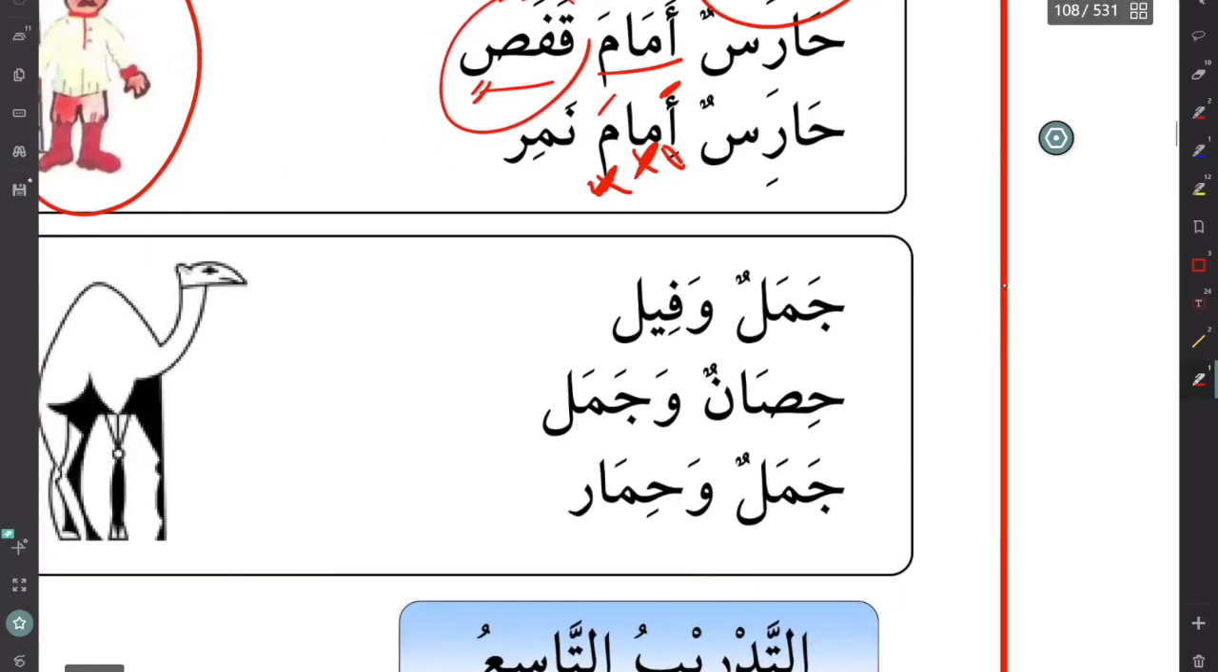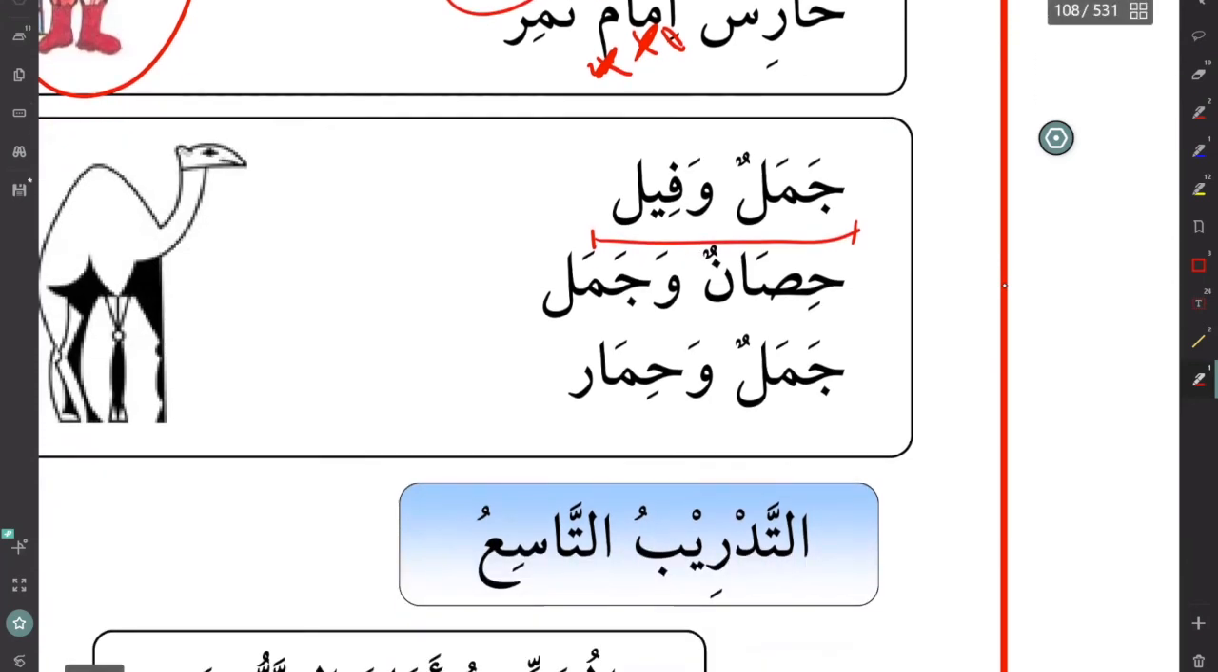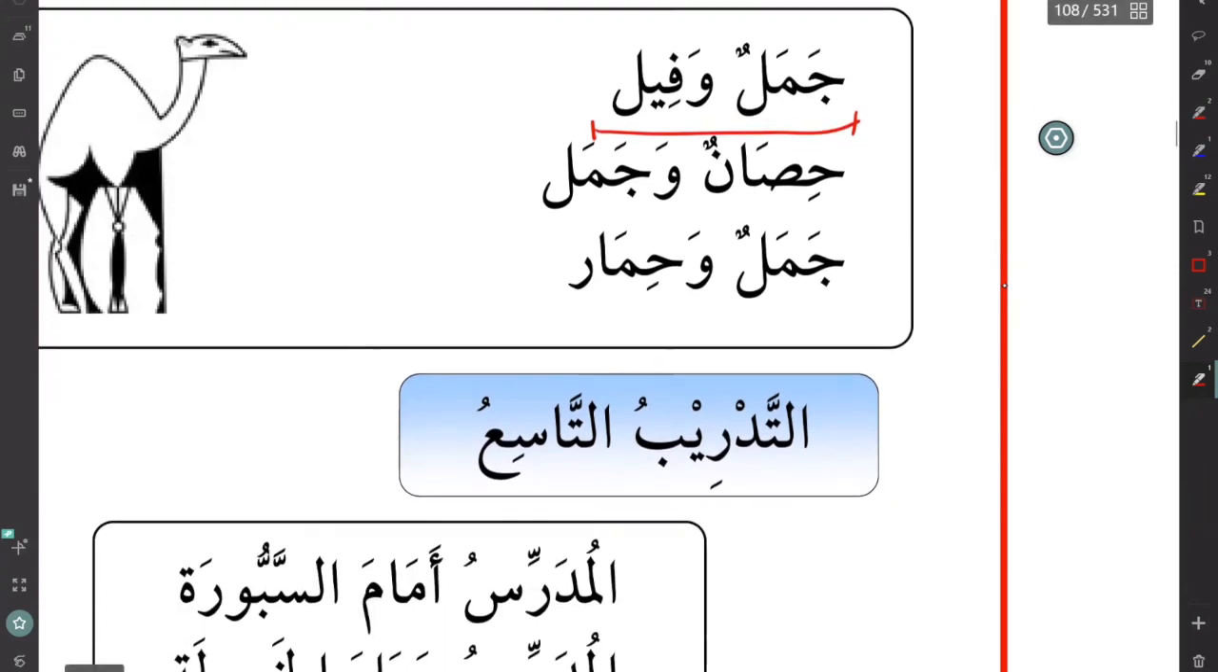But if it's something like, for example, this is not a sentence, we're not translating them as a sentence, these are just a phrase, then, well, then it's fine. Jamalun wa filun. Okay, a camel and an elephant. Okay, hisanun wa jamal, a horse and a camel. Jamalun wa himar, a camel and a donkey.